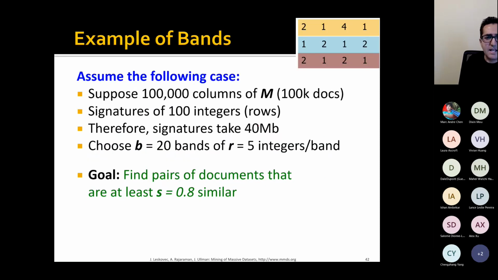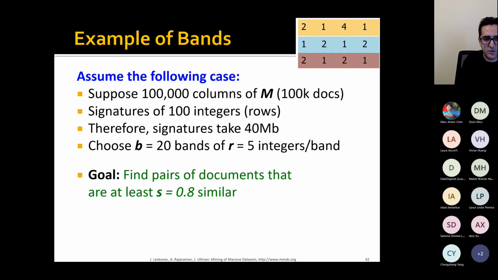We have some examples here. Suppose that we have 100,000 columns or documents, 100K documents, and a signature of 100 integers. So we have 100 rows, so we did 100 permutations. The signature will be like 40 megabytes. That's good. And that should be capital B, Stanford. Or no, maybe it's really bit. I'm mistaken, probably.